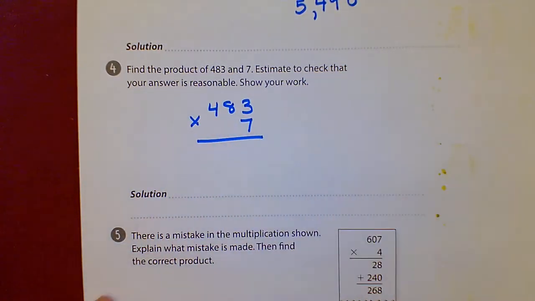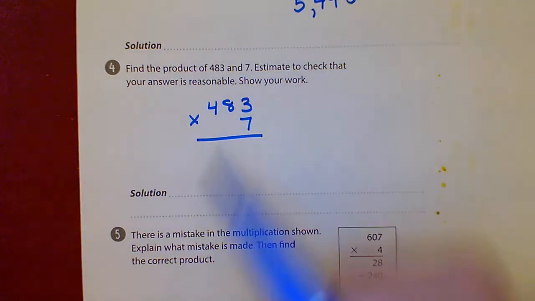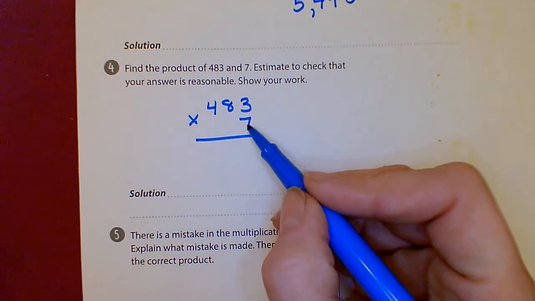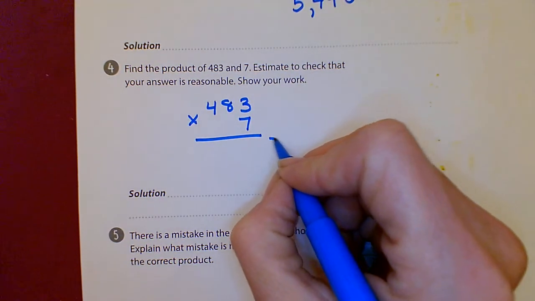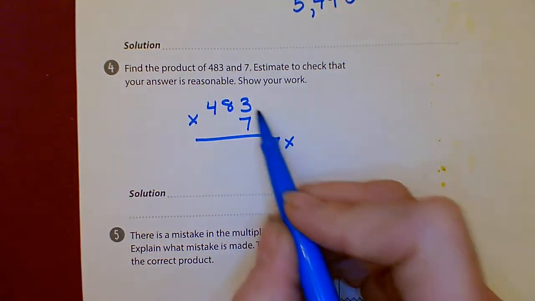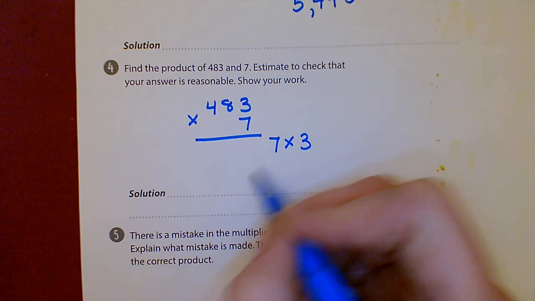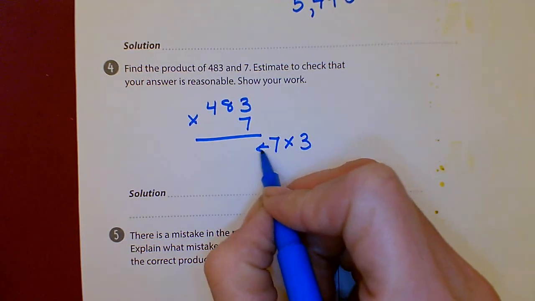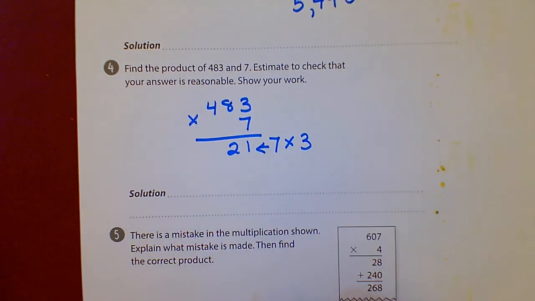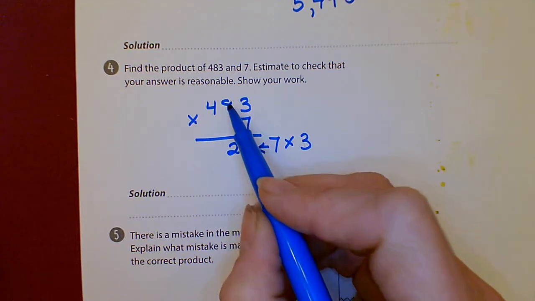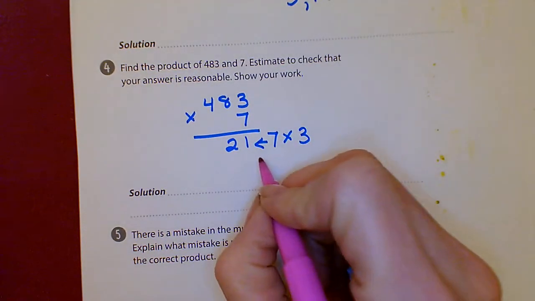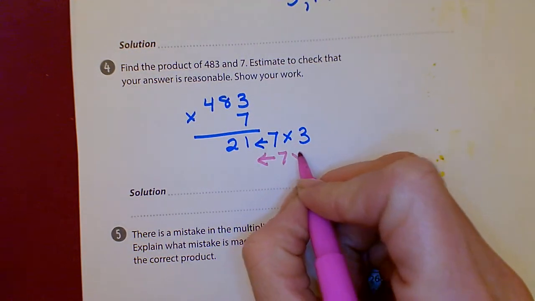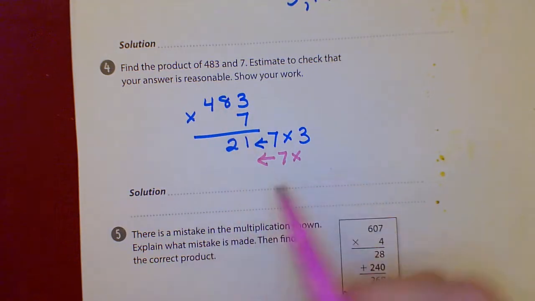So remember, the first thing I'm going to do is 7 times the ones, then 7 times the tens, and then 7 times the hundreds. So first we do 7 times the ones. How many ones? 3 ones. 7 times 3 is just 21. Now we're going to do 7 times the tens. And you know, I like to switch up the colors. So here we go. We're going to do 7 times the tens. How many tens? 8 tens, or 80.